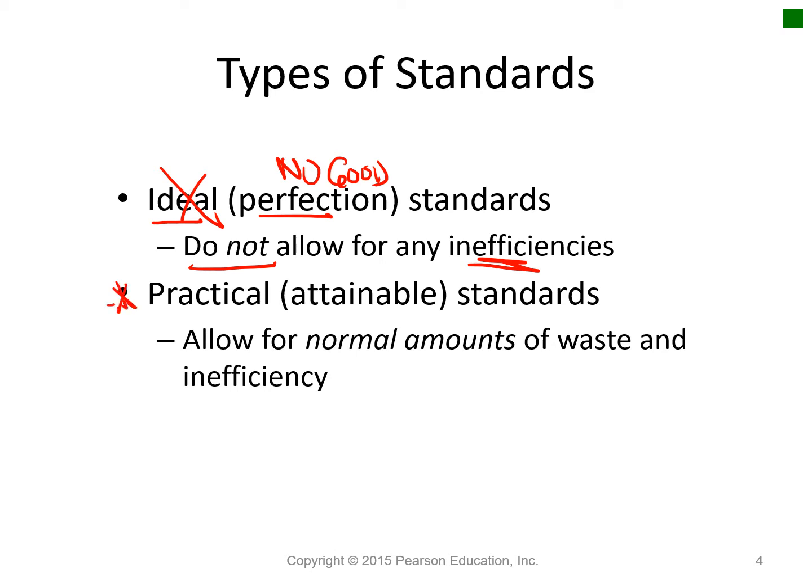Typically, what you want to set up is what they call practical or attainable standards, which allow for normal amounts of waste, normal amounts of inefficiencies. Again, this could be downtime from machine equipment failures. It could be personnel changes, you're training new people. So the practical standards are what you want to try to set up as your benchmarks.